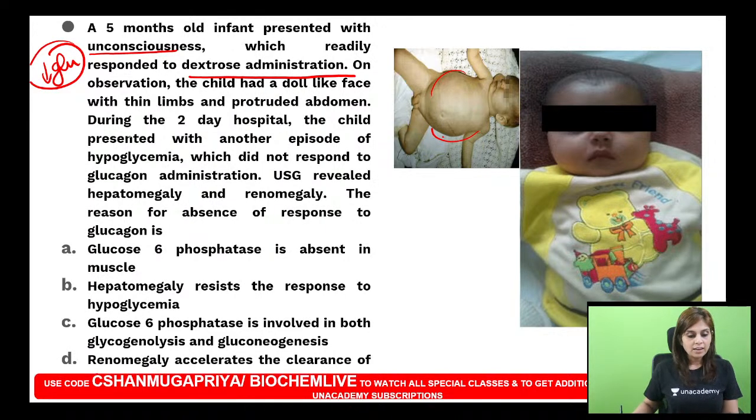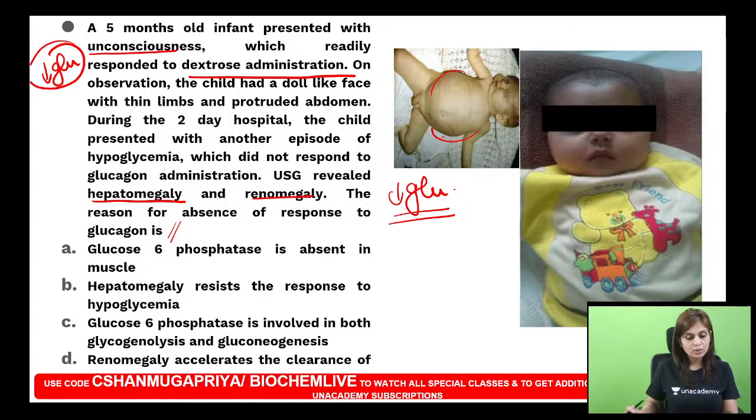During the 2-day hospital visit, the child presented with another episode of hypoglycemia, which did not respond to glucagon administration. Ultrasound revealed hepatomegaly and renomegaly. The reason for absence of response to glucagon is. So what are the positive findings here? Repeated episodes of hypoglycemia in an infant with abdominal distension, probably organomegaly, confirmed by ultrasound showing hepatomegaly and renomegaly, but not responding to counter-regulatory hormone administration. So what is the answer?